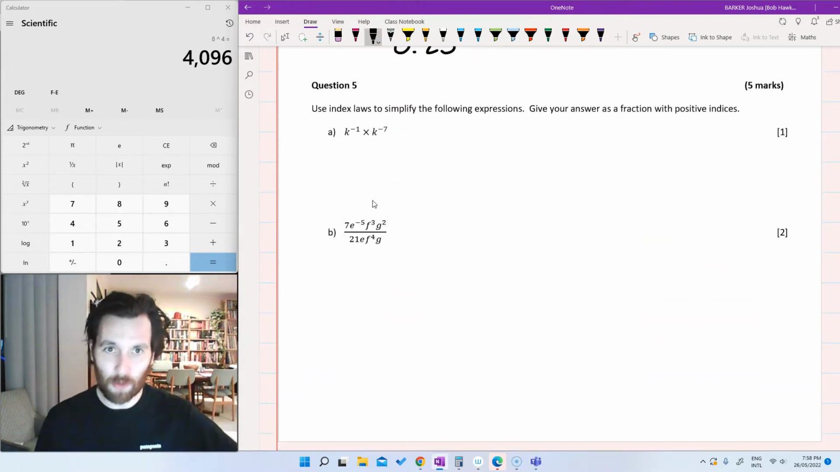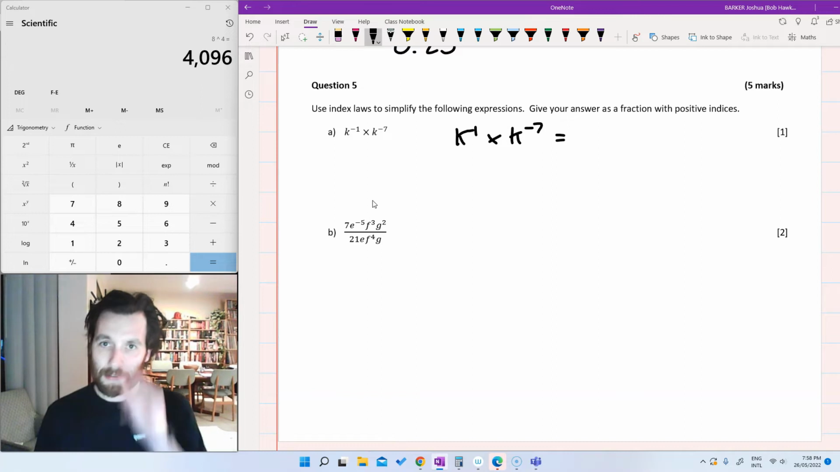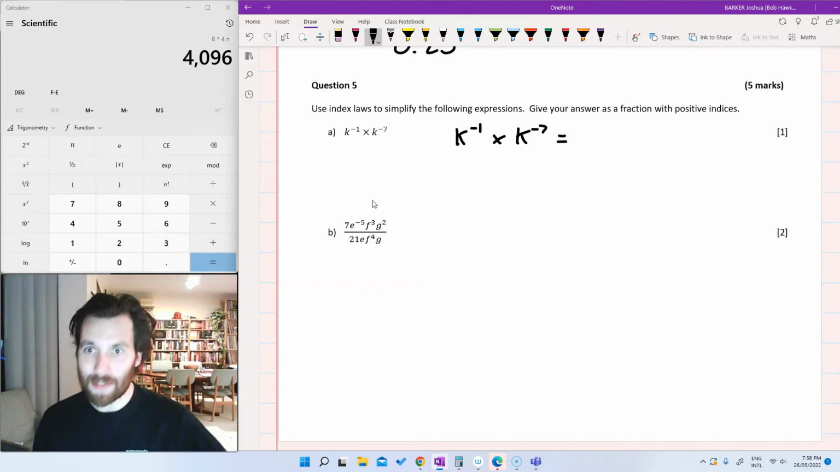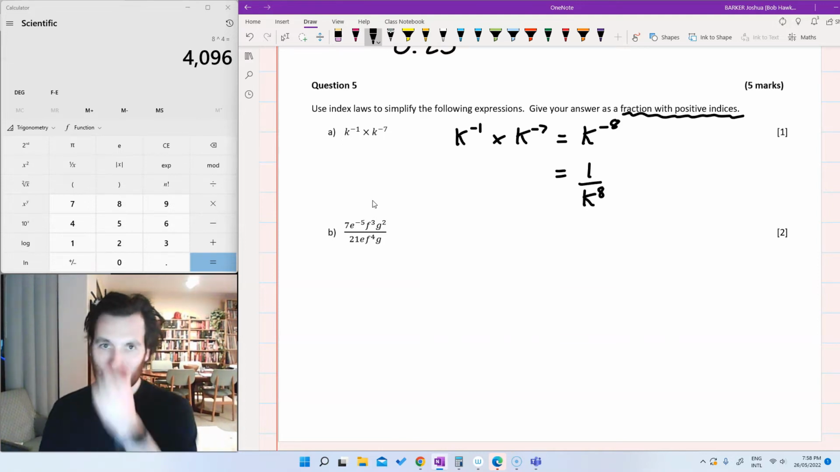Okay, next we've got another question that involves negative indices. So first I'm going to use index law number 1 to simplify the first part of the question. So k to the power negative 1 multiplied by k to the power negative 7. Hang on a sec, I've not made my negative 1 very clear, and it will annoy me. K to the power negative 1 multiplied by k to the power negative 7. Cool. All right, so I'm multiplying those bases. I'm going to add the powers together, which is going to give me k to the power negative 8. And I'll rewrite that as a fraction with positive indices. K to the power negative 8 is the same as 1 over k to the power positive 8.